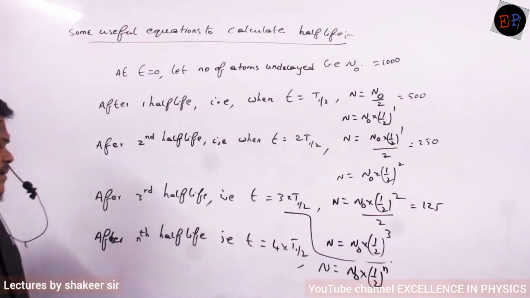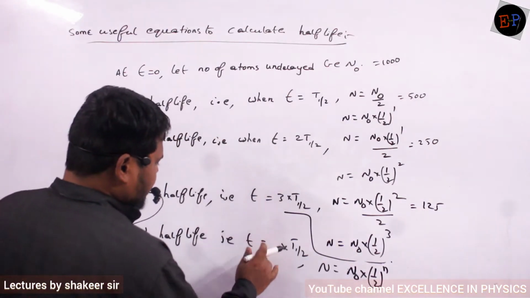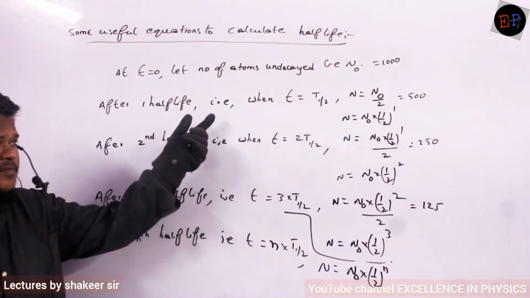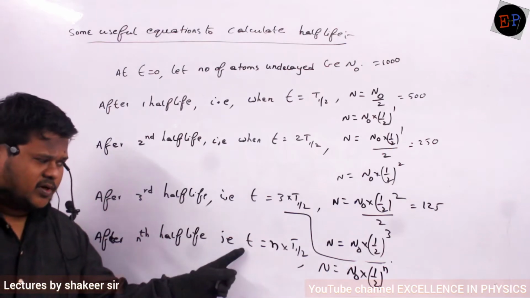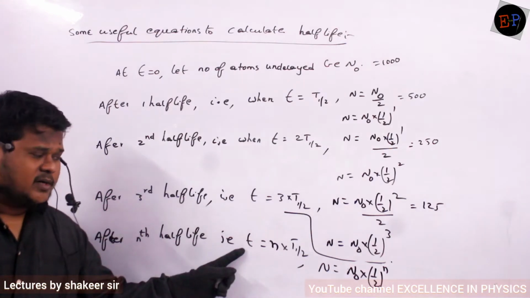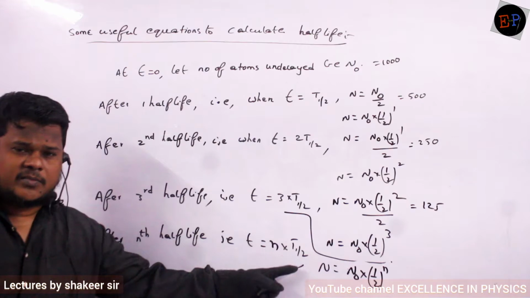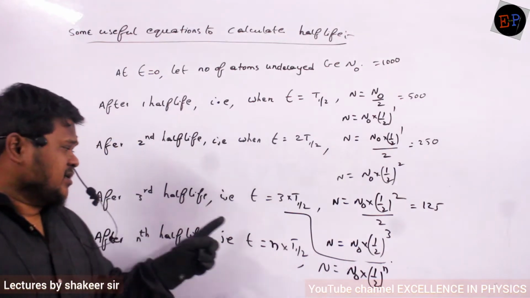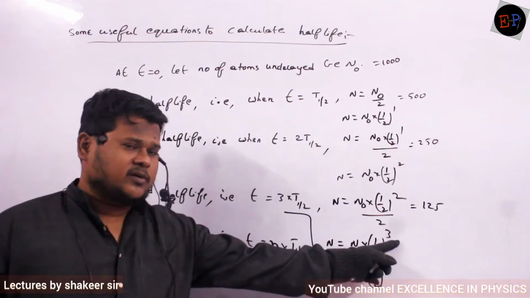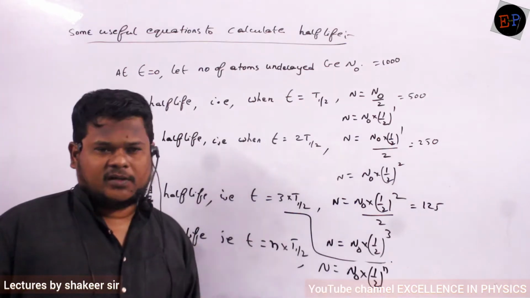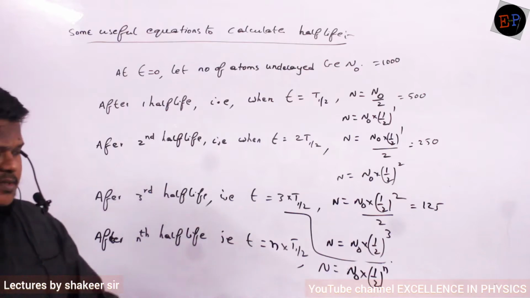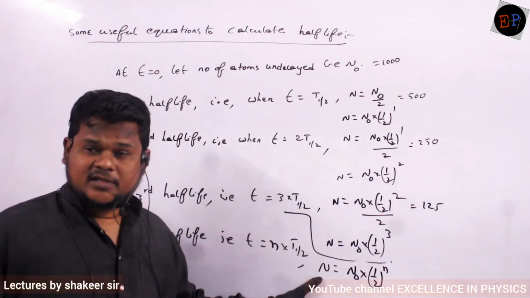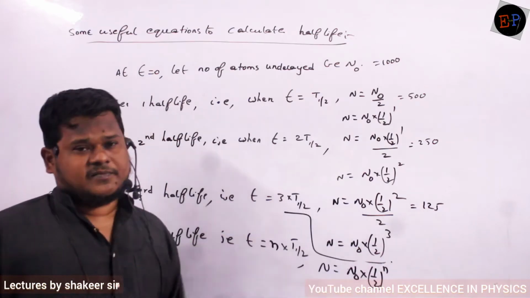Here also, after the nth half-life, if I follow the same sequence, what will be the total time? Total time will be n into the time taken for each half-life. So if it is 3 half-lives, in the numerator I got power 3, so here I will get power n. So this is the general equation to calculate the number of atoms which are ready for disintegration after n half-lives.